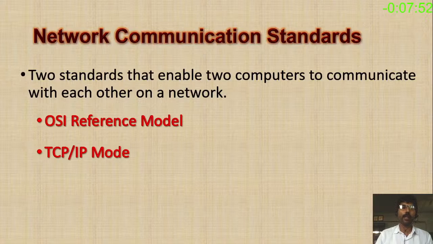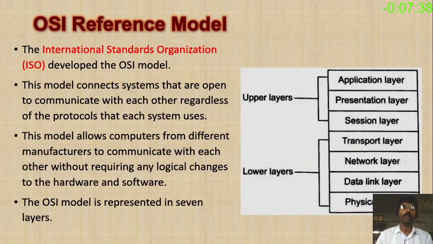For that, some models are designed. The first one is called the OSI reference model. The second one is called the TCP IP model. The first one is the OSI reference model. This OSI reference model is also called Open System Interconnection. It was designed by the International Standard Organization, shortly called ISO, in 1983.